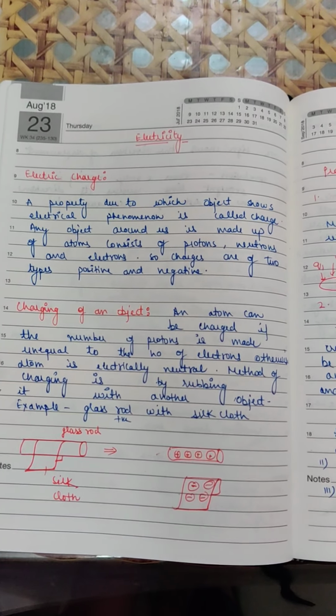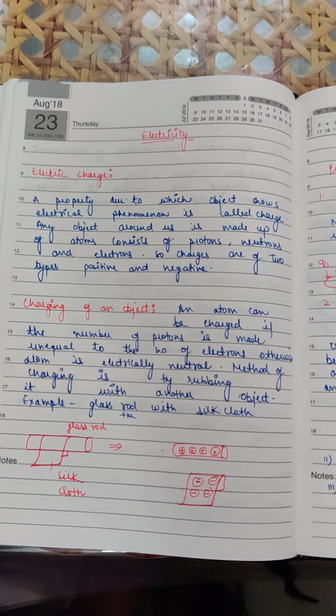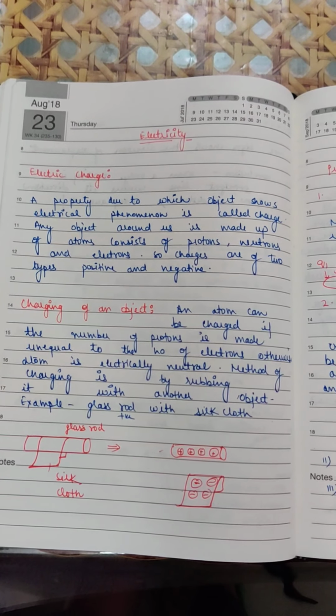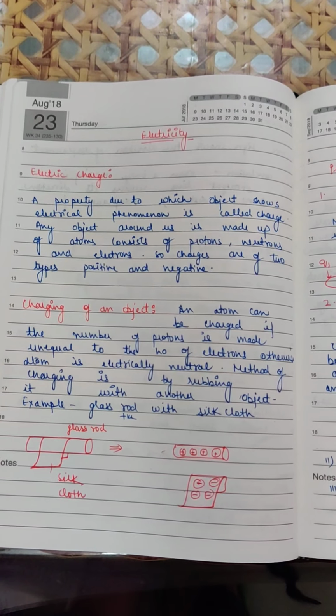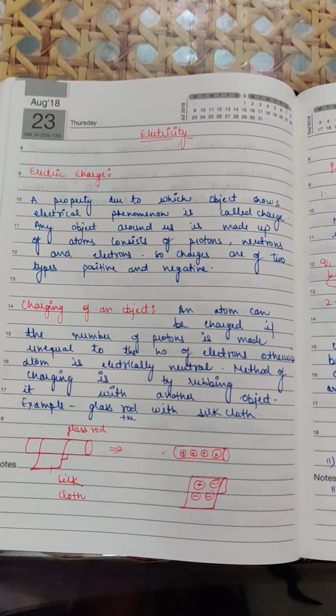So we can say the form of energy associated with the electric current is called electric energy. The most important term which is related to, or we can say which is the cause of, electric current to flow, is known as electric charge. Electric charge is the property due to which the object shows electrical and magnetic phenomena.